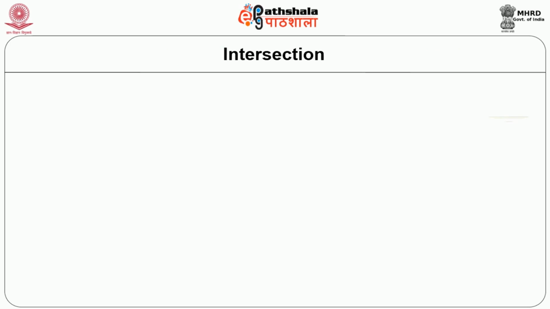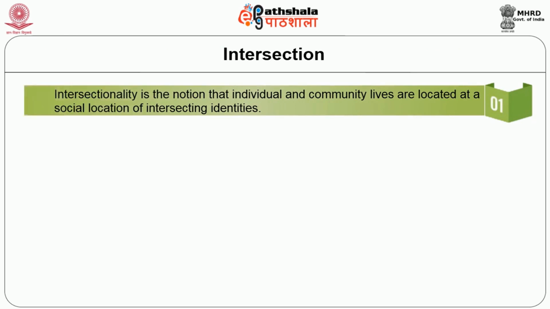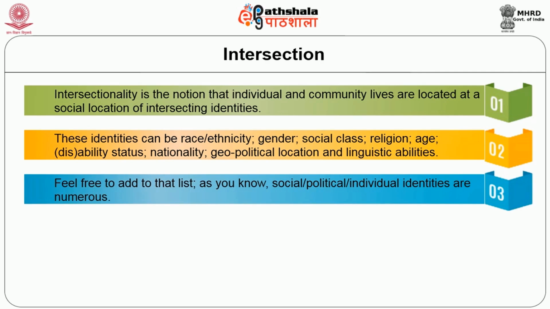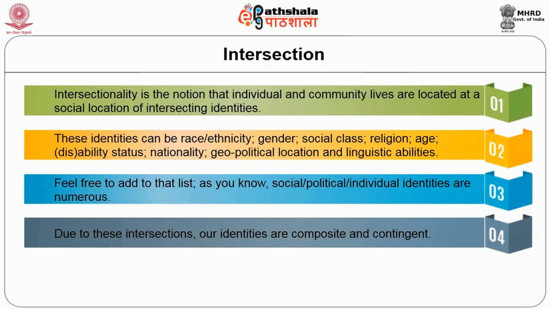Section 2, Basic Concepts. Intersection. Intersection is a notion that individual and community lives are located at a social location of intersecting identities. These identities can be race, ethnicity, gender, social class, religion, age, disability, nationality, geopolitical location, and linguistic abilities. Feel free to add to the list. As you know, social, political, individual identities are numerous. Due to these intersections, our identities are composite and contingent.